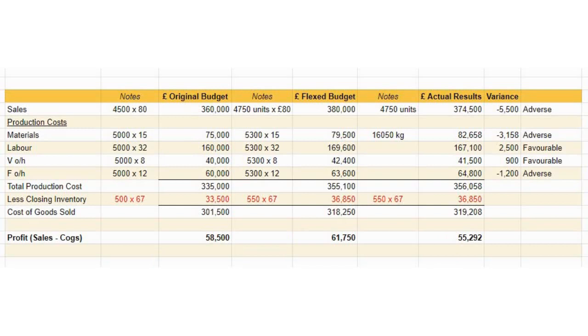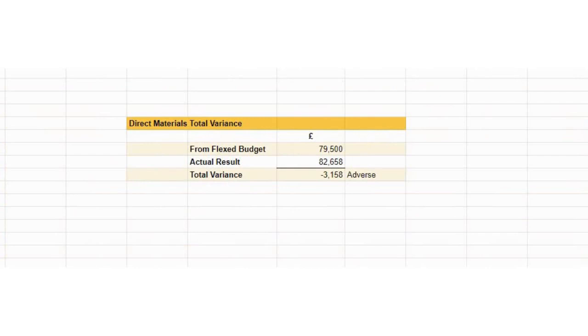So the next variance that we're going to look at is the materials variance, the cost variance. Well, we can see that the flexed budget has a figure of £79,500 for materials, and the actual results were that we paid £82,658 for materials, and that gave an adverse variance of 3,158. We can summarize that in a table here.